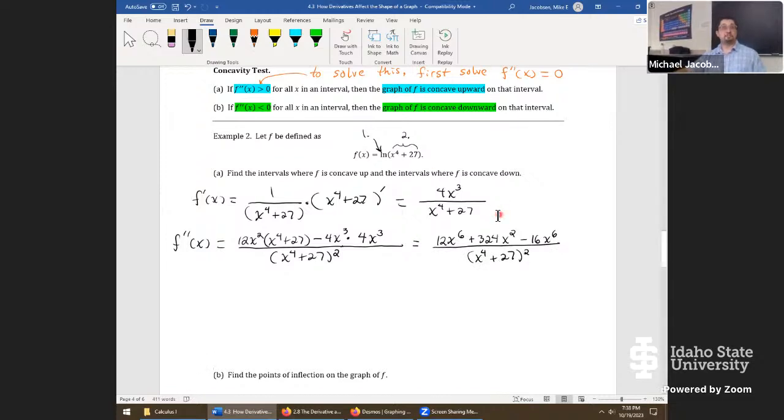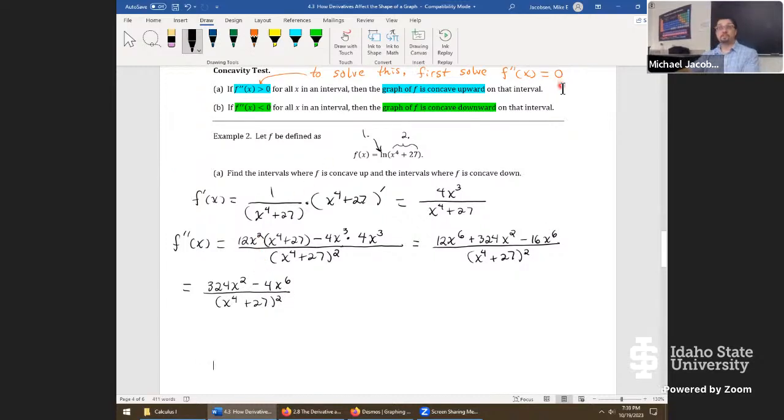So there's where it sits so far. We now have like terms we can combine. So let's write this as 324x squared. We have a 12x power 6 minus 16 of the same thing. So altogether minus 4x power 6. Then the whole thing is divided by x power 4 plus 27 squared. So that's where the function sits.